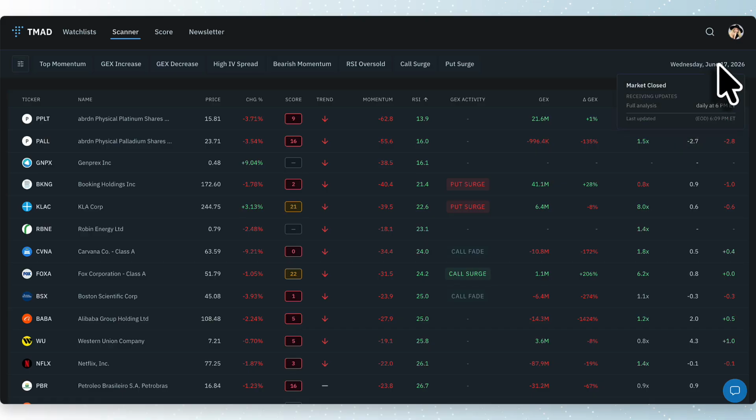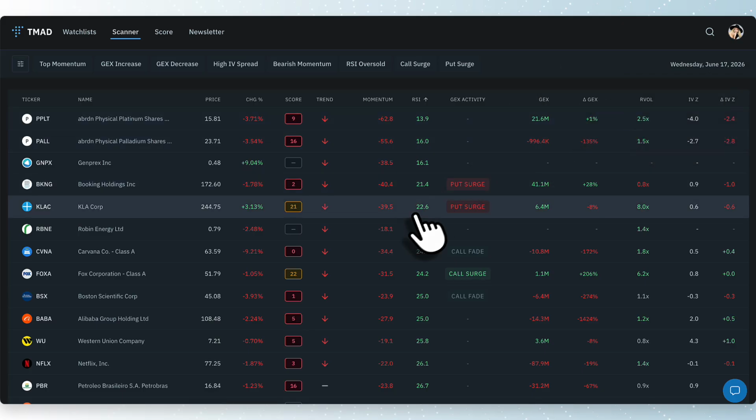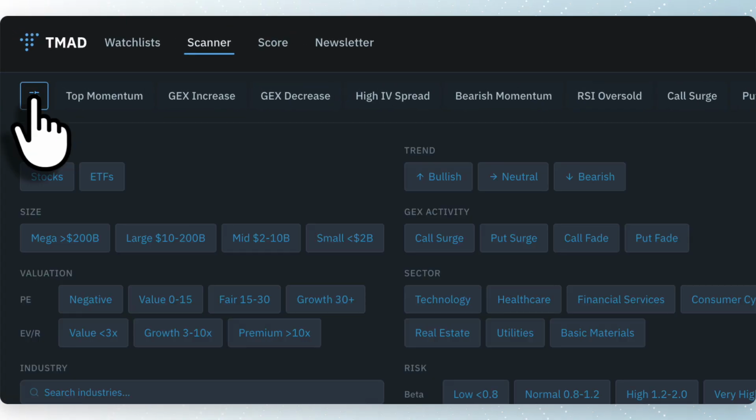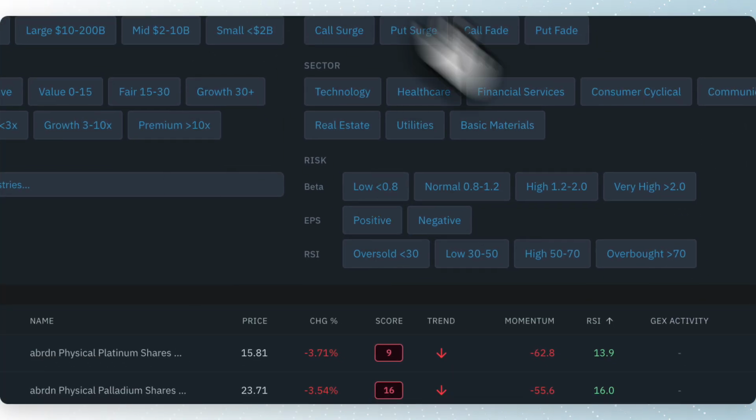Here also it explains when the last update happened. Full analysis was at 6 p.m. ET. That's when we run the scanner. Again, RVOL, IV, and you also see IV change. So that's the scanner. You can also go here and scan everything under the sun you want to find.